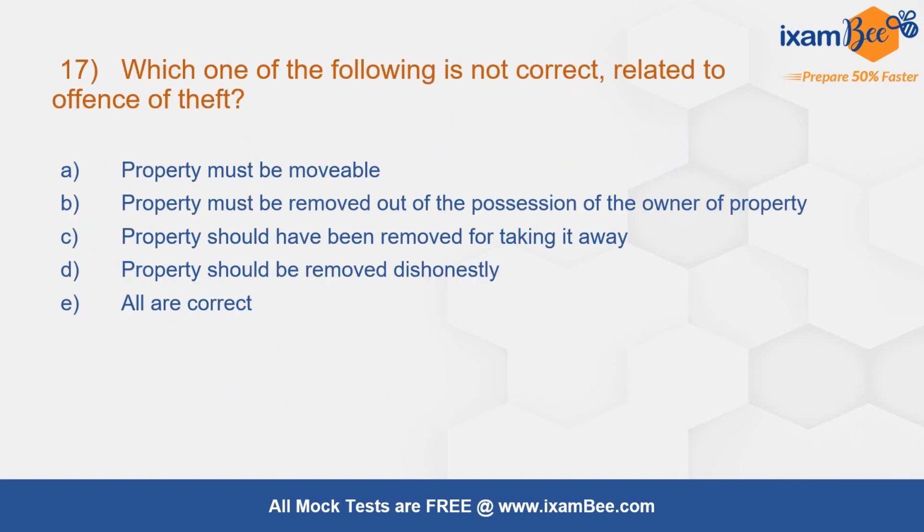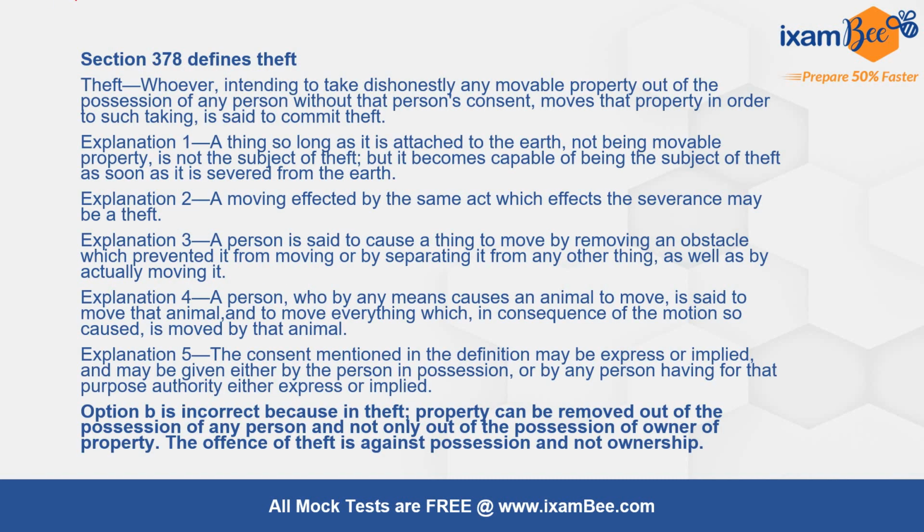Next question, which of the following is not correct related to the offence of theft? The correct answer here is, property must be removed out of the possession of the owner of property. The owner of property here gives away the answer. We are talking about not correct. Theft is an offence against possession and not an offence against ownership. Section 378 defines theft, and option B is incorrect because in theft, property can be removed even out of the possession of any person and not only out of the possession of the owner of property.